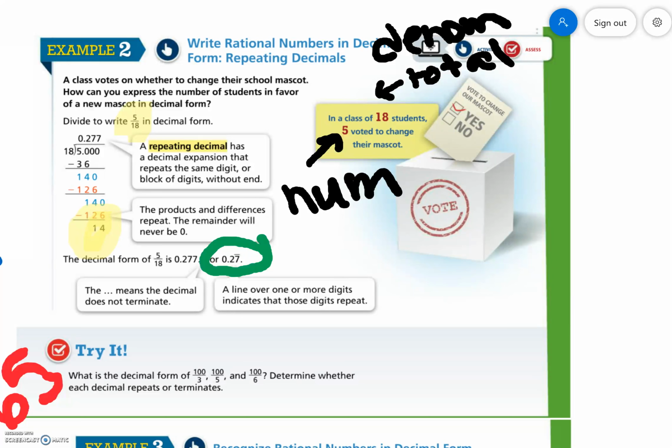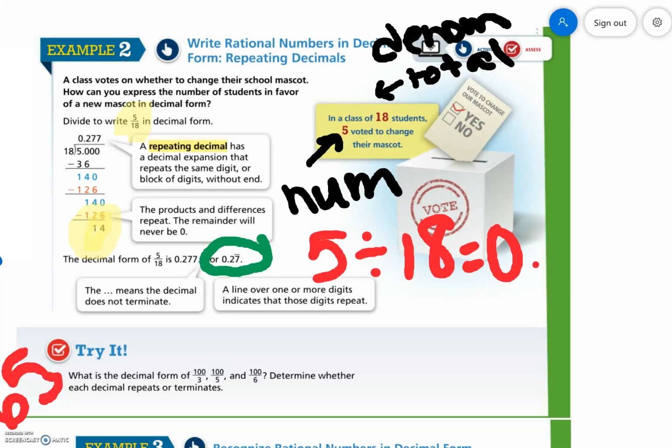Again, back to our calculators. You could type in 5 first, then the division symbol, 18, and you would get 0.2777, on and on. So we put the line over top.